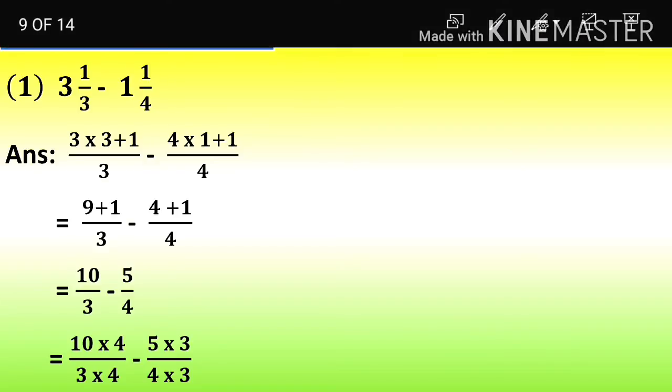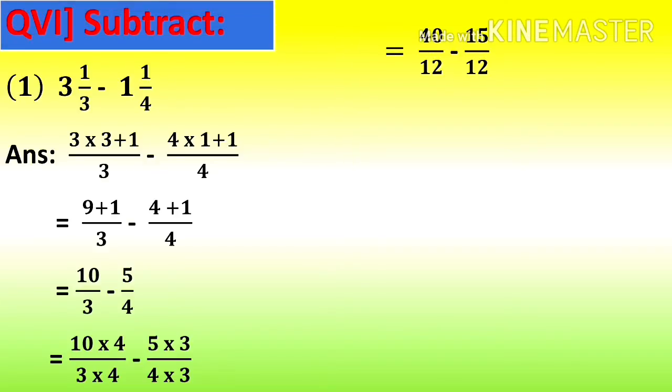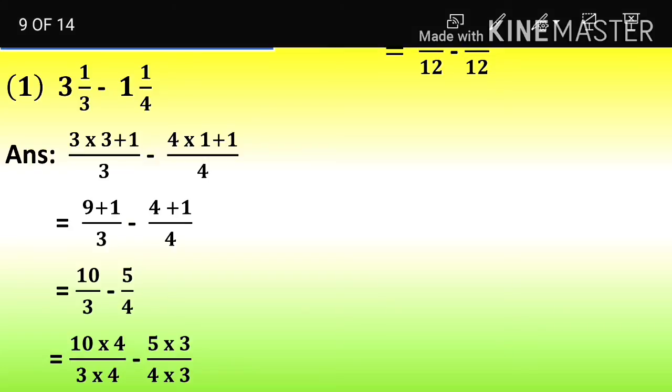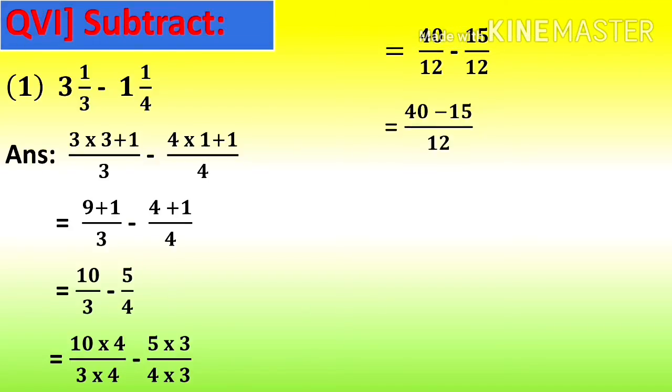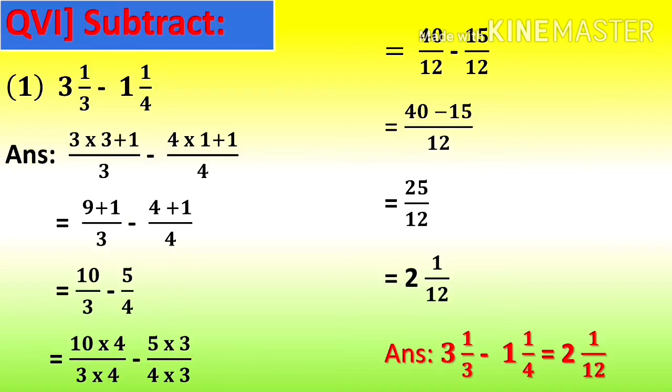So here we get how much? 40/12 minus 15/12. Now the denominator is the same. So 40 minus 15 upon 12, we get 25/12. Now we will divide 25 by 12. What we get? 12 times 2 is 24. 25 minus 24 we get 1. So the whole number is 2, the numerator is 1 and the denominator is 12.